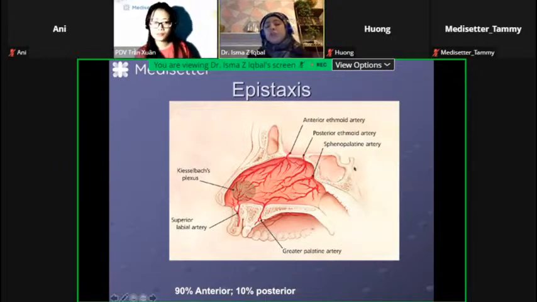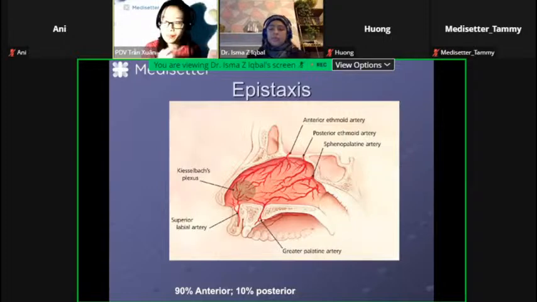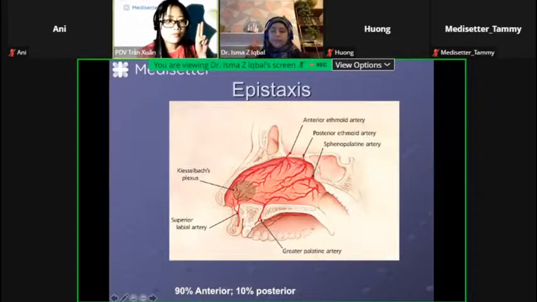Posterior nosebleeds usually come from a branch of the sphenopalatine artery. The majority, 90% of nosebleeds tend to be anterior.